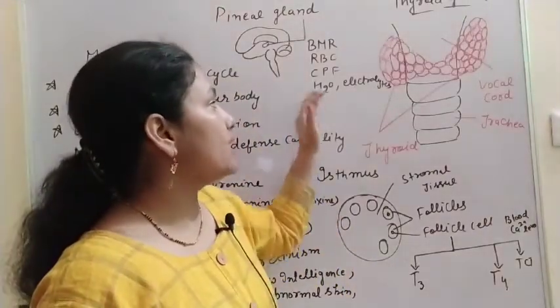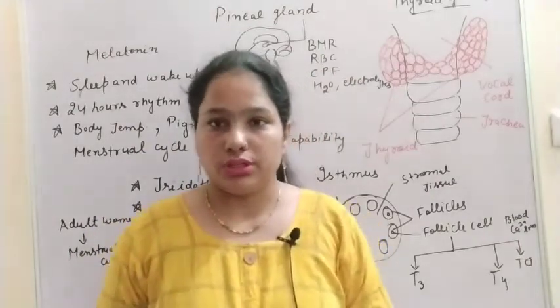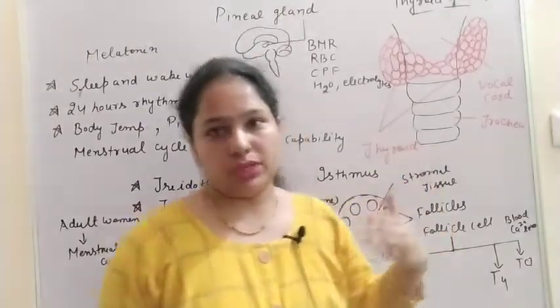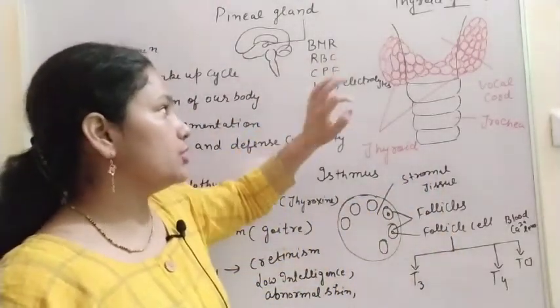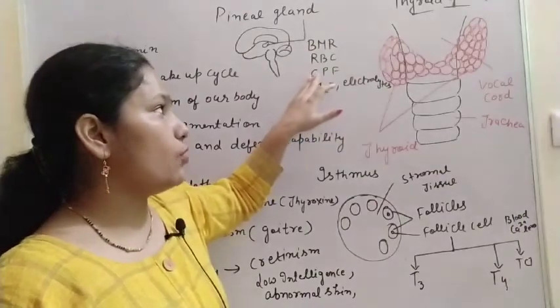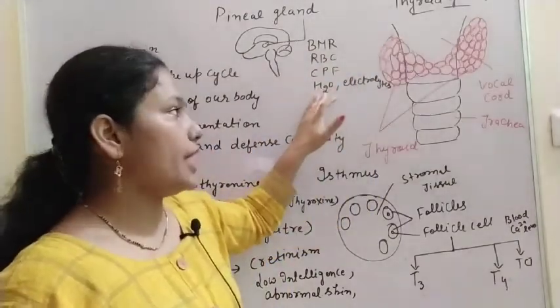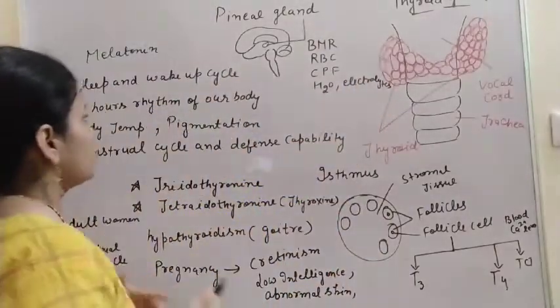Next is the balance of the water and electrolytes in our body fluid. That is the main function of the thyroid gland. So these are the main functions: basal metabolic rate, RBC formation, regulation of carbohydrate, protein and fat metabolism. Next, water and electrolyte balance in our body.